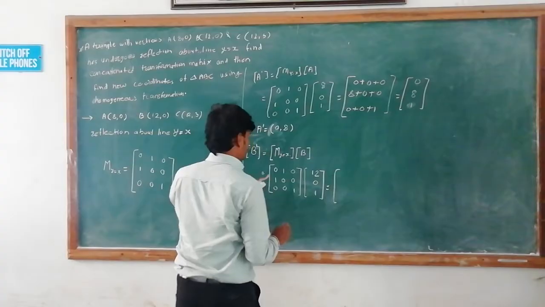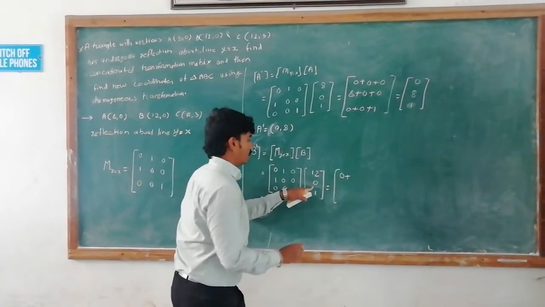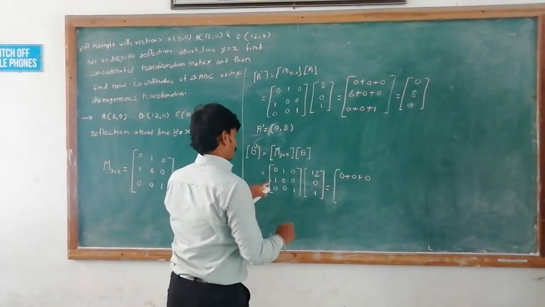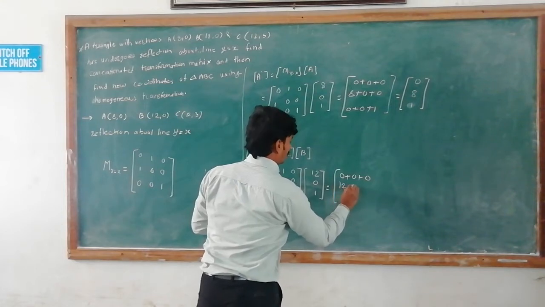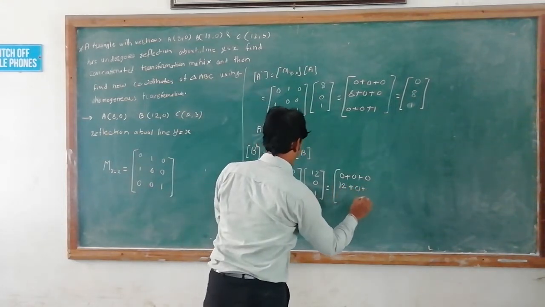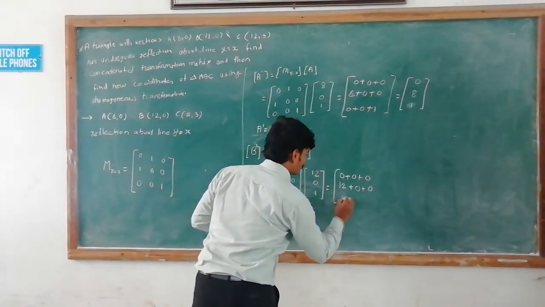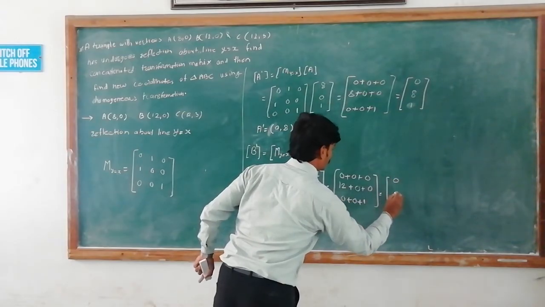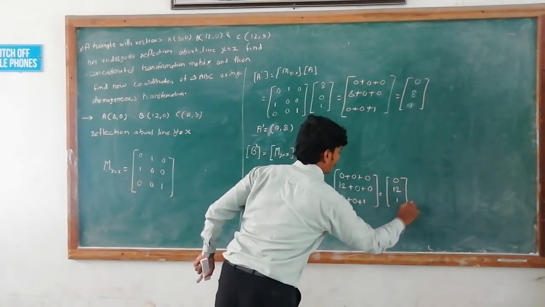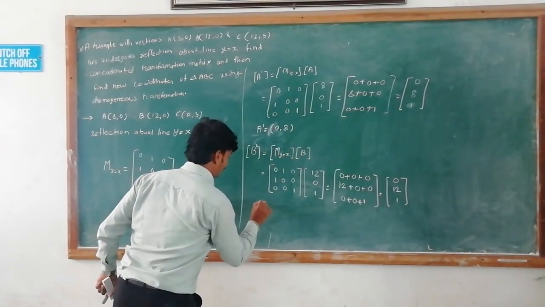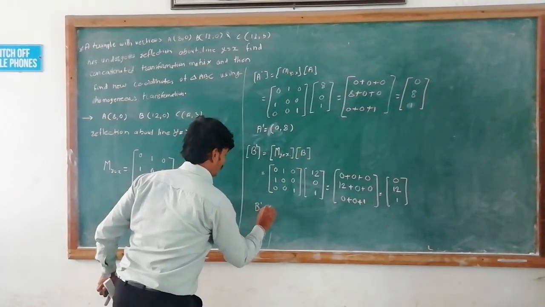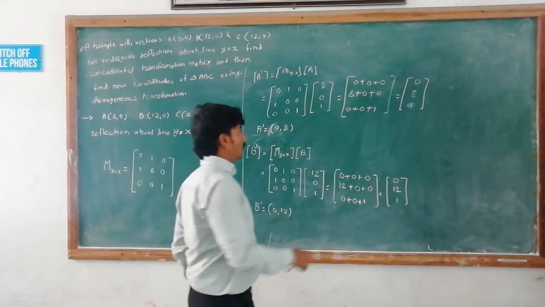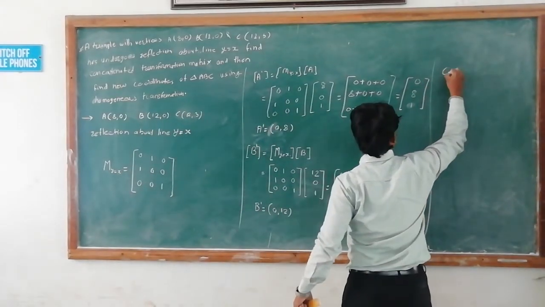If we take a multiplication of this, 0 into 12, 0, 1 into 0, 0, plus this 0 into 1, 0. Now 1 into 12, 12, plus 0 into 0, 0, plus 0 into 1, 0. And this is equal to 0 plus 0 plus 1. So the coordinates of the point B dash are equal to 0, 12, 1. That is 0, 12.